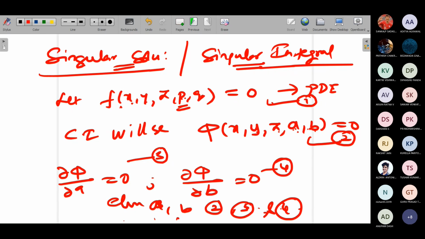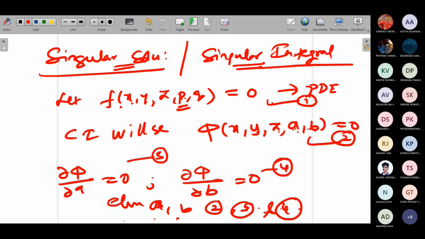That means what? What do you understand? See, the complementary function will have the number of independent variables and the number of arbitrary constants the same. But for the singular solution, you differentiate partially with respect to the arbitrary constants a and b, equate it to 0, and eliminate those arbitrary constants. So your ultimate solution will involve only x, y and z, eliminating a and b. That solution is known as the singular solution, or singular integral.